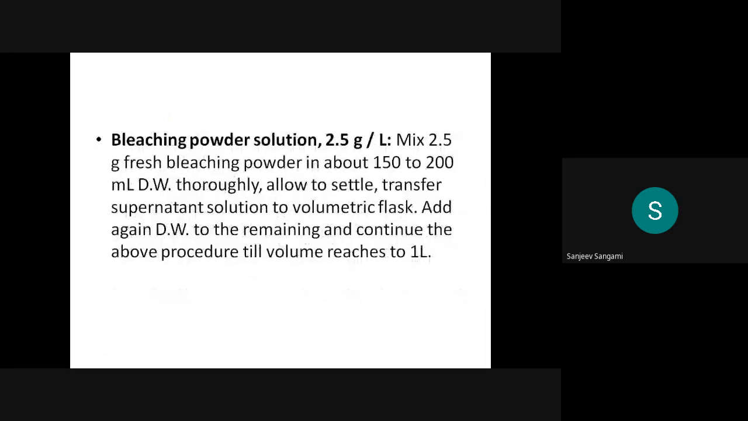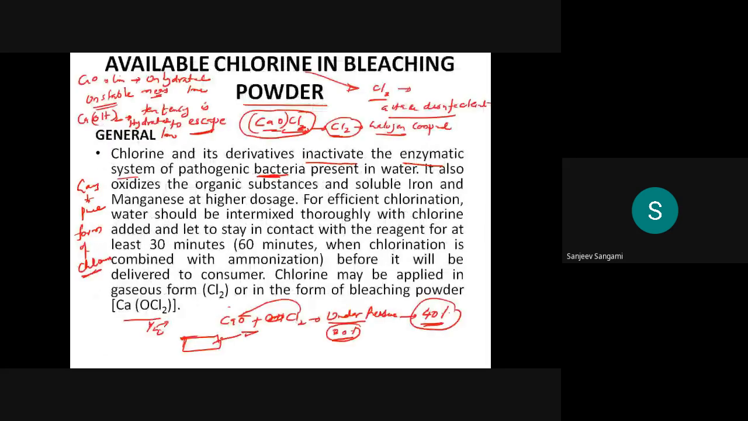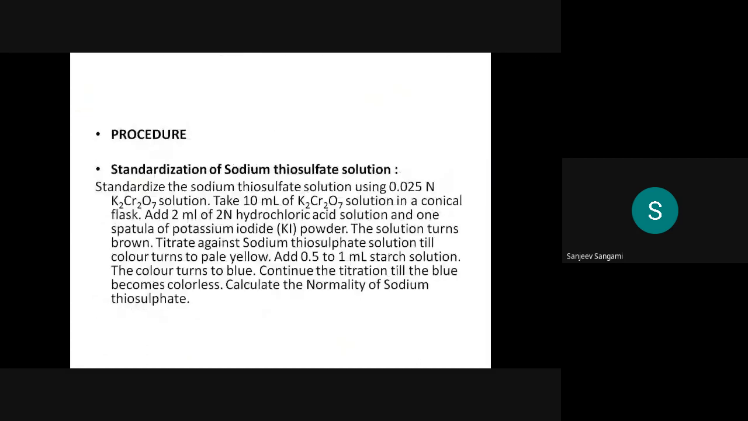So then why do we have to find out the available chlorine in bleaching powder? That is very important. The main reason behind finding the available chlorine is that we should know how much bleaching powder we have to add.